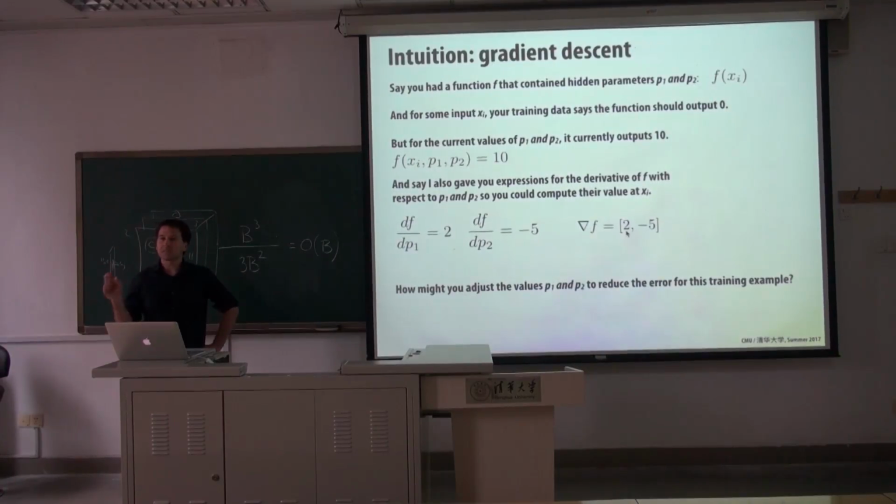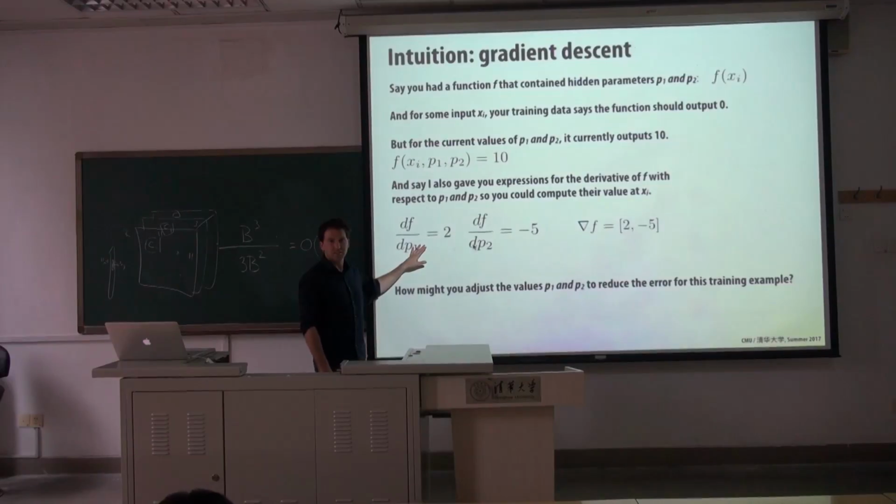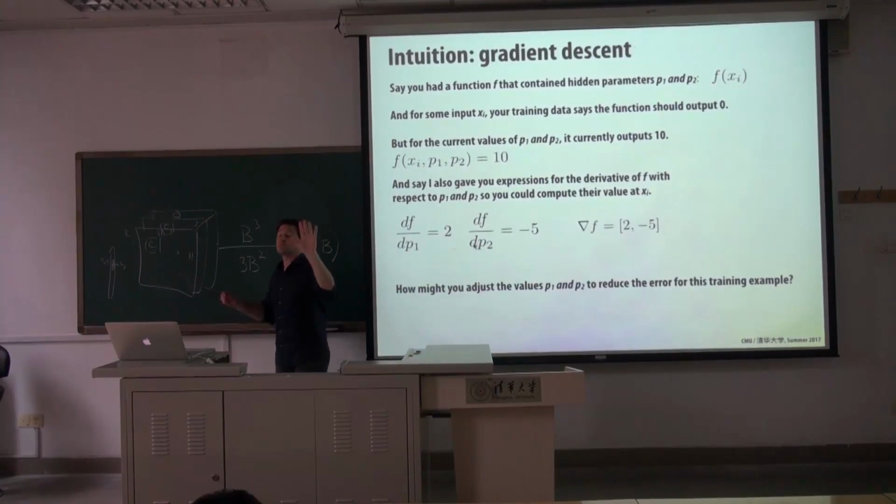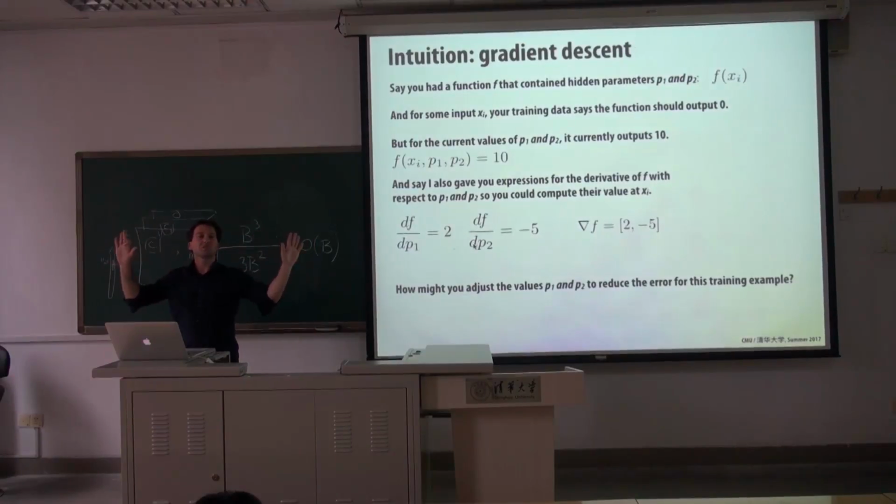So if you wanted to make the function 0, how would you change the parameters, given the information in these derivatives? What do these derivatives tell us? How should we change P1? We should make it bigger. We should make it smaller, because we know that if we make it bigger, the function's value will go up. If we make it smaller, the function's value will go down. How should we change P2? We should make it bigger, right? Because that will decrease the value. And if I had a choice between changing P1 or P2, which one would you choose?